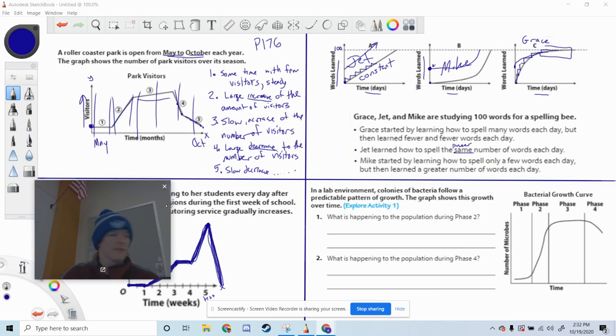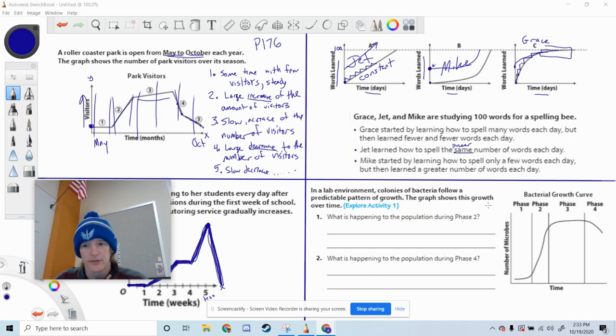All right, now this is on page 176. So this one here, we're going to start on this one, and this is what I want a photo of. I don't need your photo of those 3 questions. In a lab environment, colonies of bacteria follow a predictable pattern of growth. The graph shows this growth. So number 1, let's just look at this real quick and then we'll read number 1.